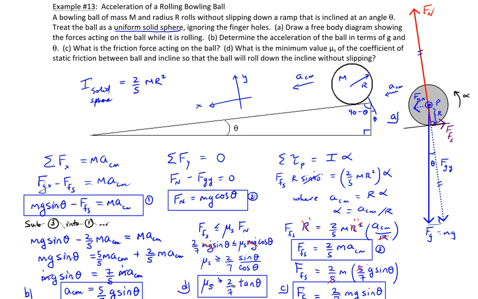So if the plane is tilted at a very small angle theta, then you don't really need a lot of friction. But as theta gets larger, you're going to need more and more static friction for it to not slip. However, suppose the angle was so big and mu wasn't large enough, then what would happen? Well, then you would get slipping.